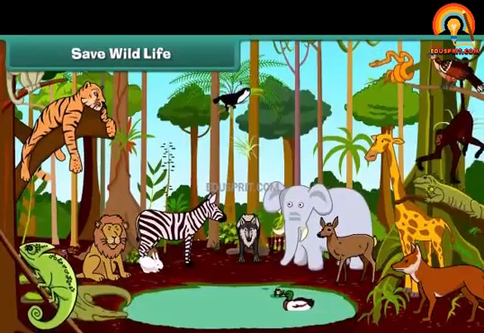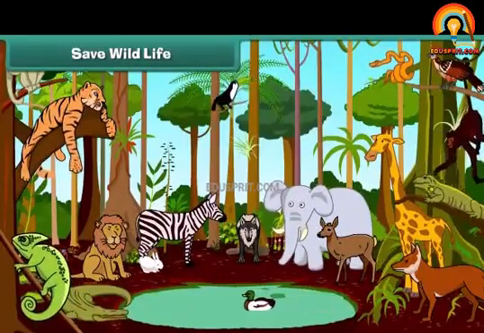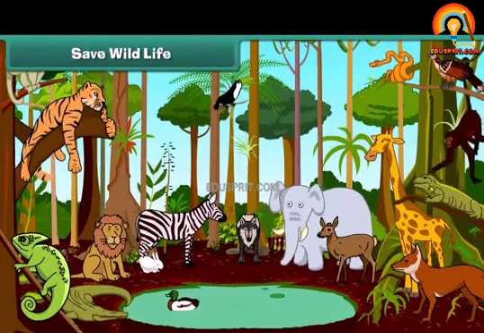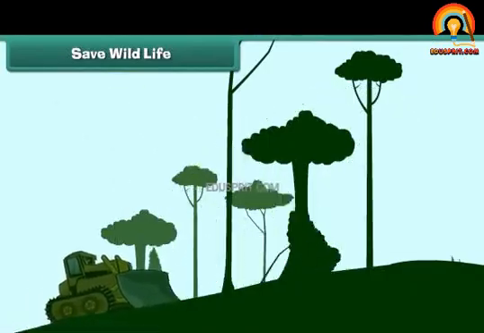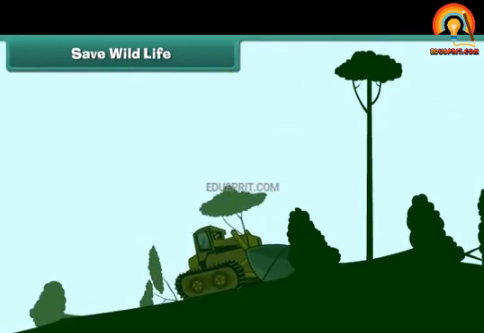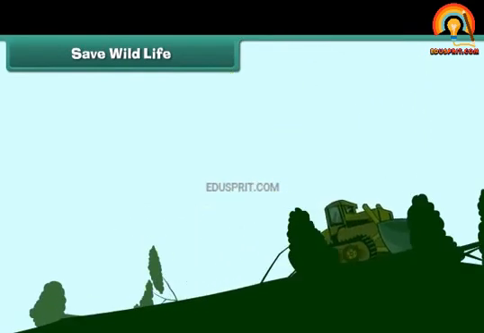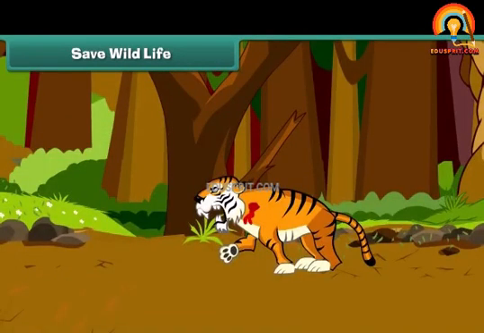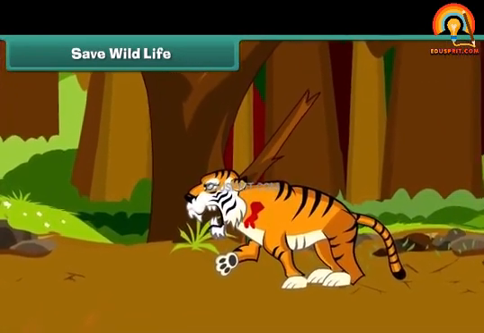Wild animals are the essential part of Earth. They maintain the balance in the ecosystem. The animal life becomes endangered due to excessive cutting of trees and destruction of forests by humans. Some people kill wild animals for recreation only.